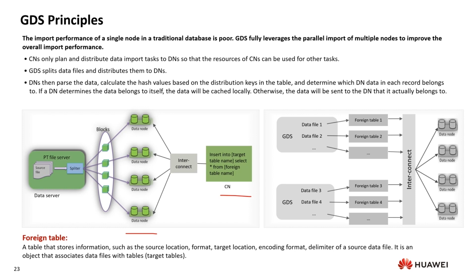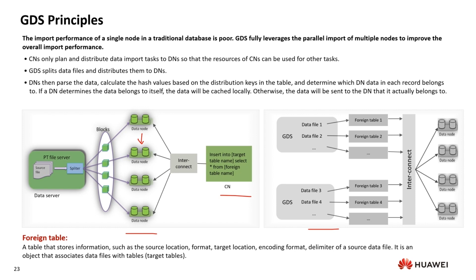The Gauss data service process reads and splits the data fields here, and distributes the data blocks to the data nodes. The data nodes then parse the data, calculate the hash value based on the distribution keys in the table, and determine which data node a data record belongs to. If a data node determines a data record belongs to itself, the record will be cached locally. Otherwise, the record will be sent to the data node that it actually belongs to.